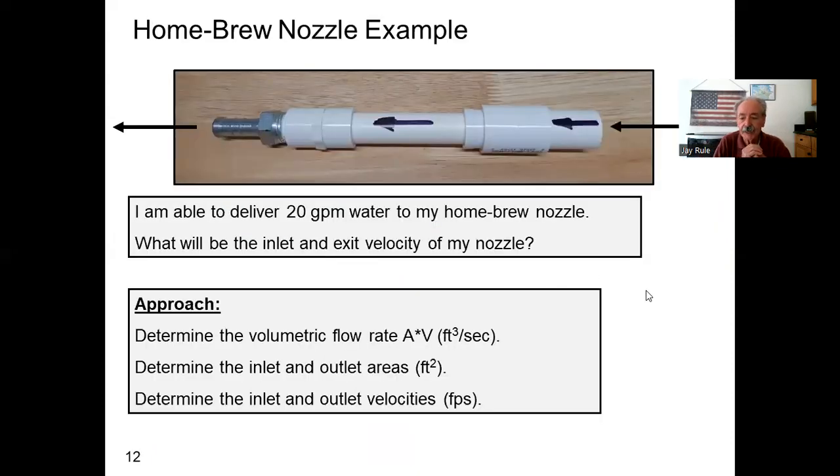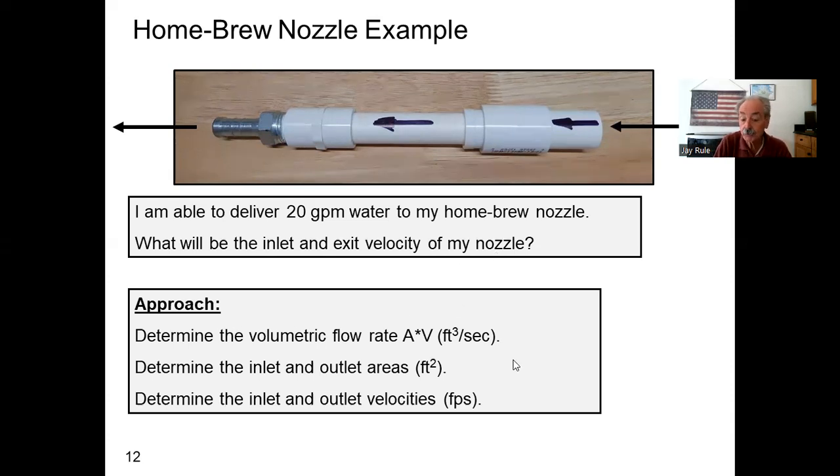Here's my homebrew nozzle. And so, for example, let's say we have a homework problem and somebody says, I've just homebrewed this nozzle, okay? And I'm able to deliver 20 GPM, 20 gallons per minute of water to my homebrew nozzle. What's going to be the inlet and exit velocity of my nozzle? Very straightforward homework or quiz or test questions. How will we approach this?